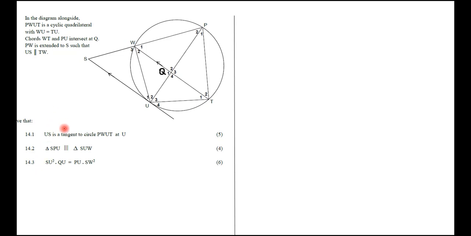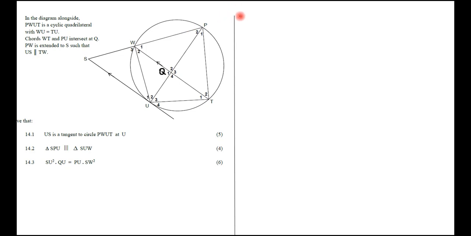All right, so without wasting any further time, I'm just going to go straight into the first step. The first step, of course, is reading through the instruction and finding the angles that we're given there. So the instruction goes as follows. In the diagram alongside, PWUT is a cyclic quadrilateral with WU equals TU. Chords WT and PU intersect at Q. PW is extended to S such that US is parallel to TW.